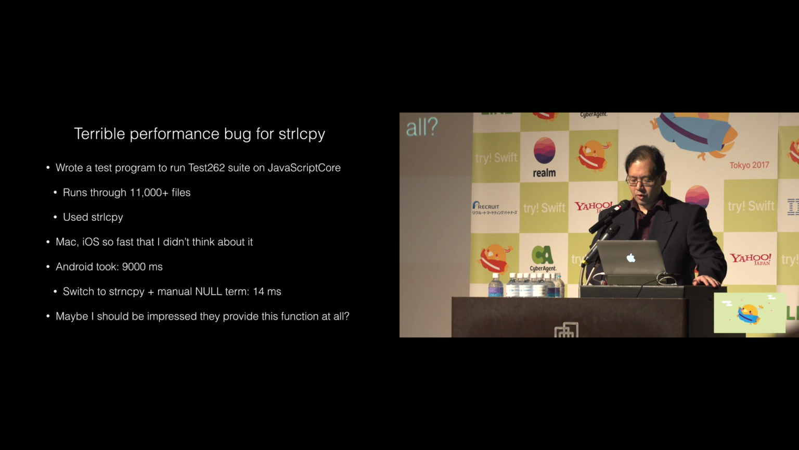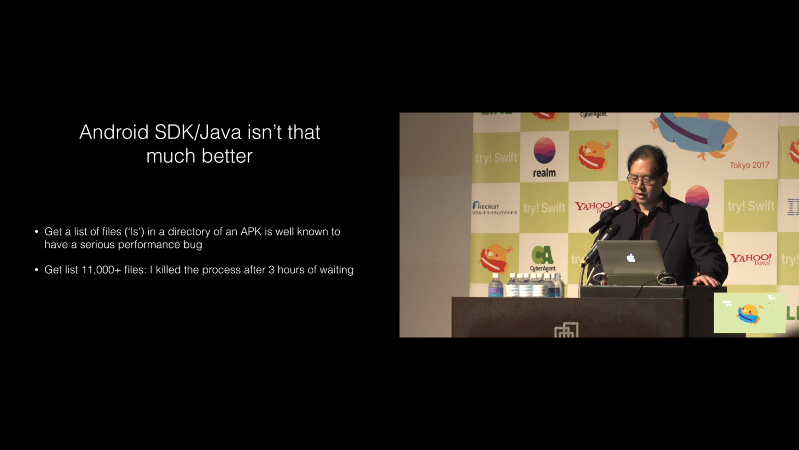In a prior project, I wrote a program to run a JavaScript conformance suite called Test262, which goes through 11,000 plus files. I used strlcpy in a hotspot. For a hot loop that should have taken 14 milliseconds, it took 9,000 milliseconds. On the SDK side, I was trying to get my list of 11,000 files inside a directory in the APK. Little did I know I walked right into a well-known Android performance bug. Pessimistically, this should take no more than a few seconds. 3 hours later, I gave up and killed the process.